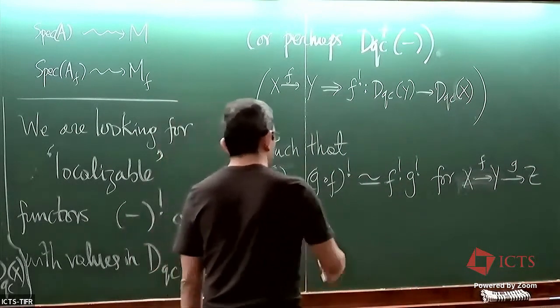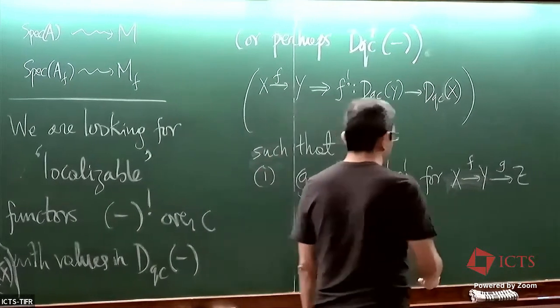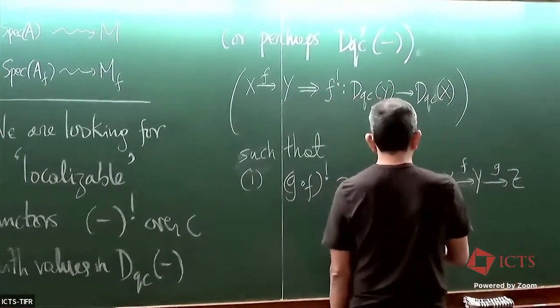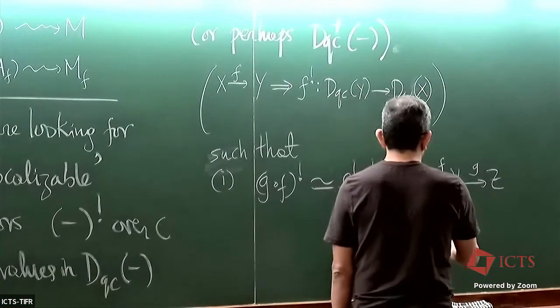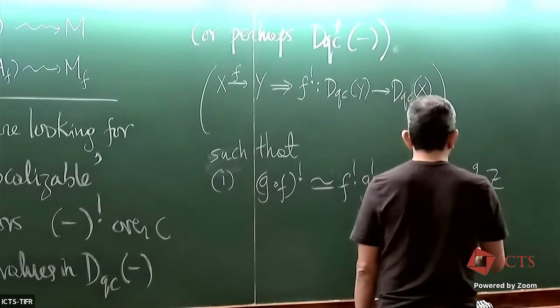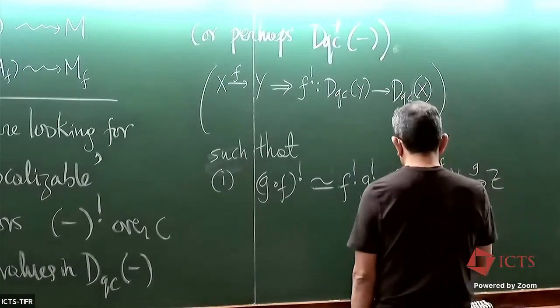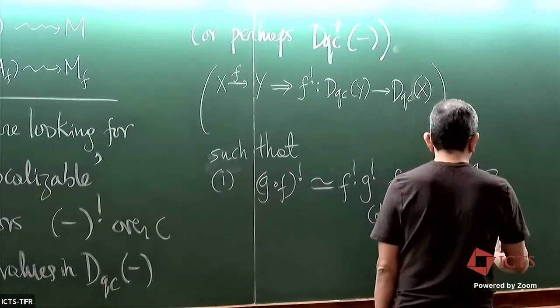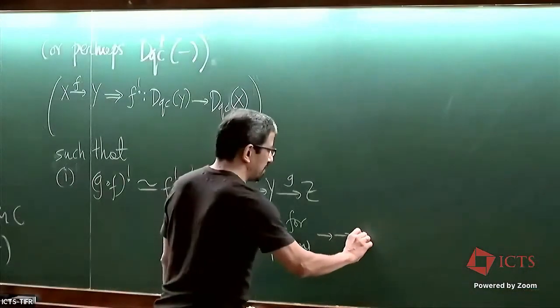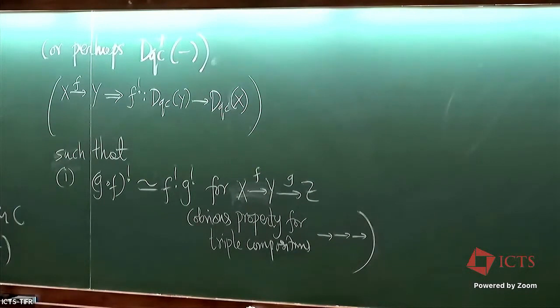Of course, if you think about it, this itself is not good enough, because there's an obvious property for triple compositions. So I have three maps, and then you will see that this isomorphism should have some sort of associativity property. So that's number one.